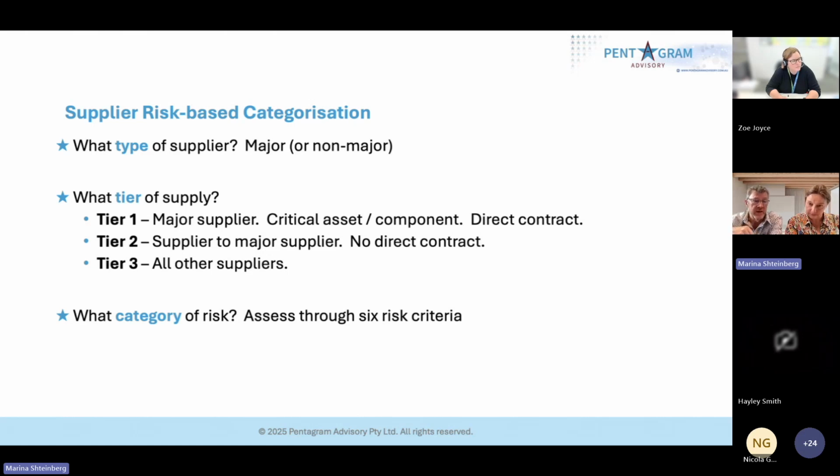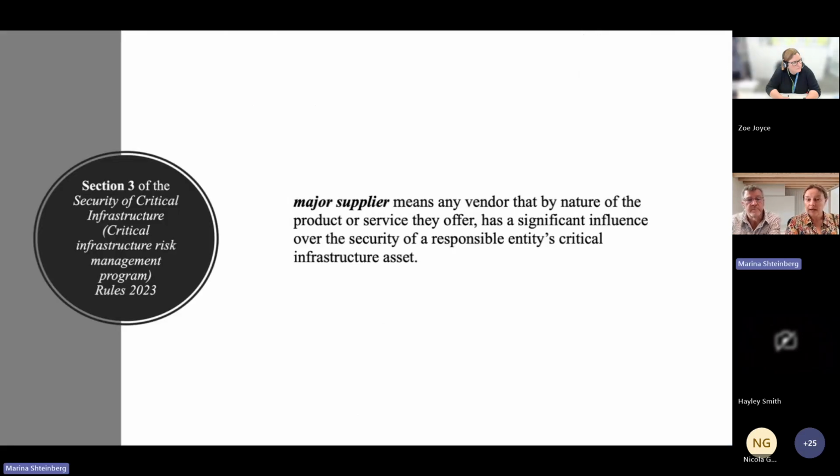We have seen other models where there are more tiers listed, but in reality, what's the benefit? If they're not tier 1 or tier 2, how relevant are they? So if it's janitorial supplies or stationery or whatever else, are they really critical to your operations? No. So they can all get bundled into tier 3. And we think that's a good way to actually separate the wheat from the chaff quite well. And then we'll talk about the category of risk, and we'll explain those 6 risk criteria to you. Before that, let's quickly have a look at definition of major suppliers.